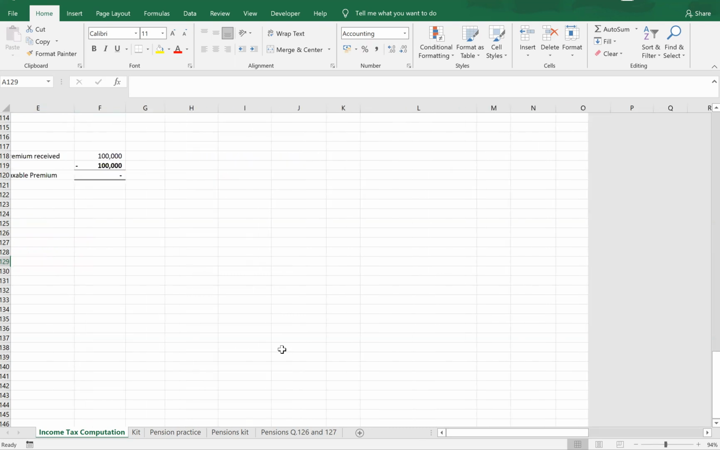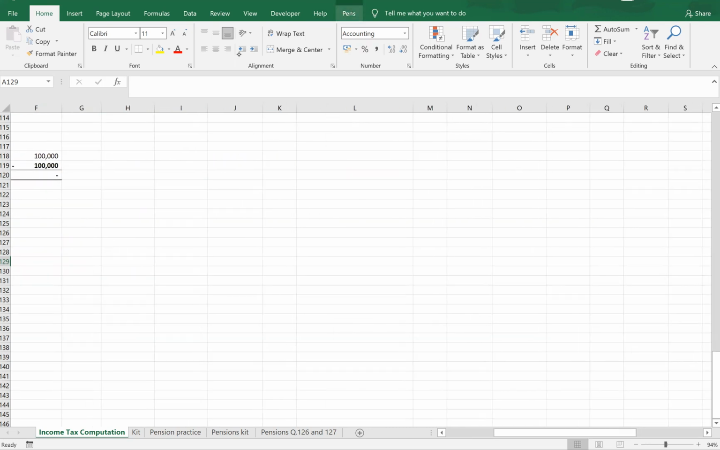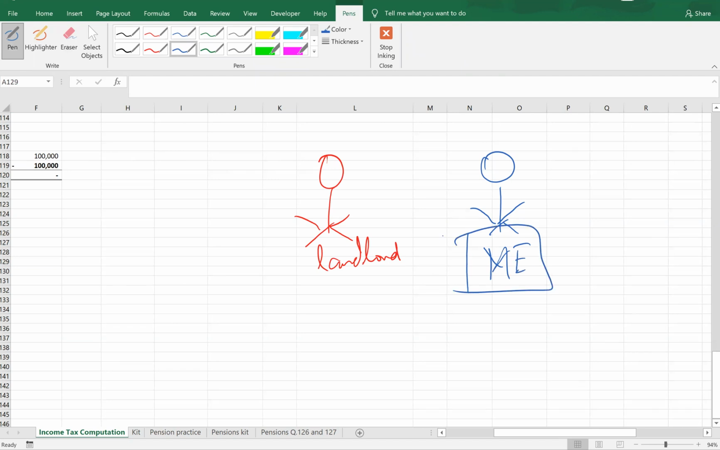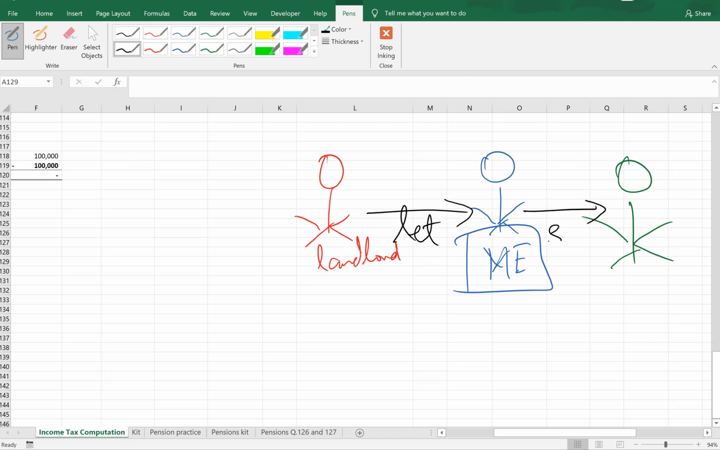Okay, I'll draw a diagram and show it to you. Now this guy is the landlord. This guy is us, let's say this is me, and you're obviously doing my taxes. What I've done is I've sublet. So this landlord has let me have the property and I've sublet it. Do I own this property? No, I don't own this property.